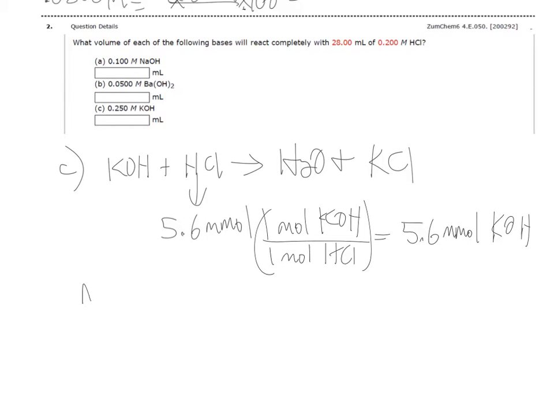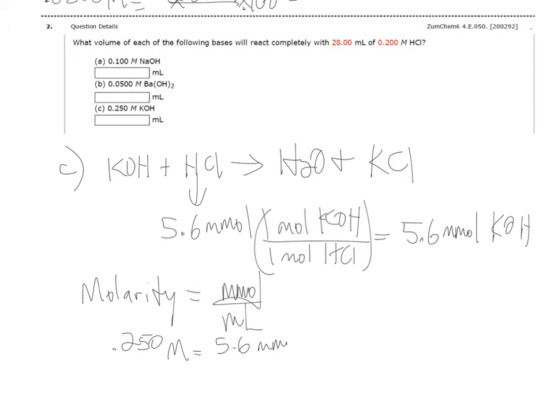And the last part, once again, use the molarity formula, and we'll use the shortcut that millimoles over milliliters is the same ratio as moles over liters. They give us, in this case, a molarity of 0.25, and we'll set that equal to 5.6 millimoles divided by some unknown volume in milliliters. To get X, 5.6 divided by 0.25, and it works out to be 22.4 milliliters.